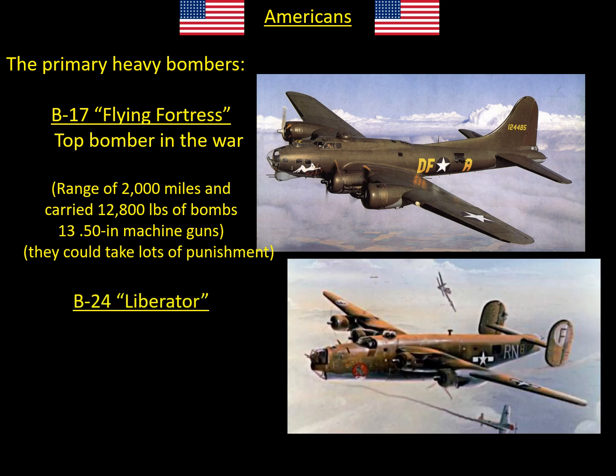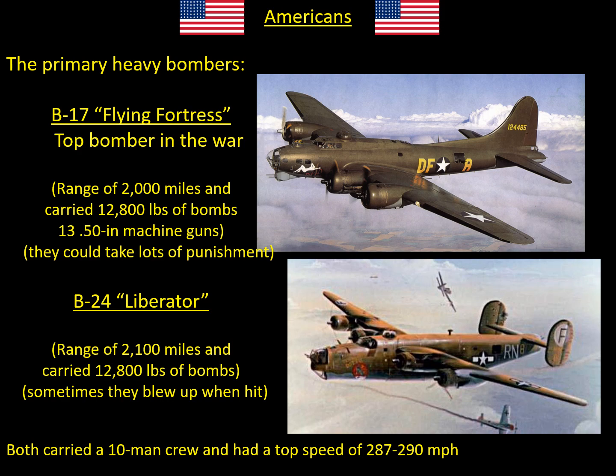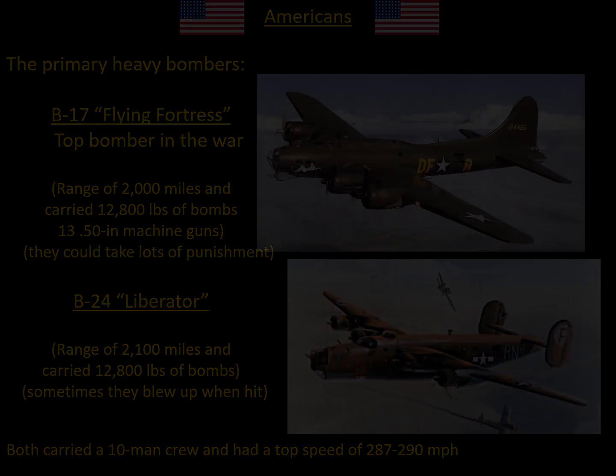The other bomber was the B-24 Liberator. This had a range of 2,100 miles and carried 12,800 pounds of bombs. The bad side was every now and then they tended to blow up in the air. Both carried a 10-man crew as opposed to 7 by the British, and had a top speed of 287 to 290 miles per hour.